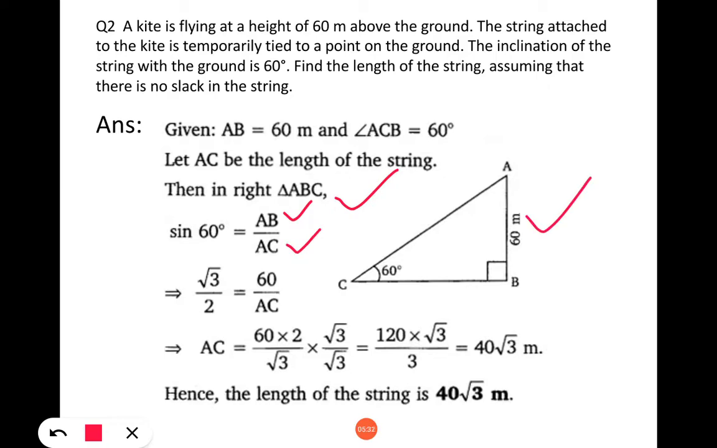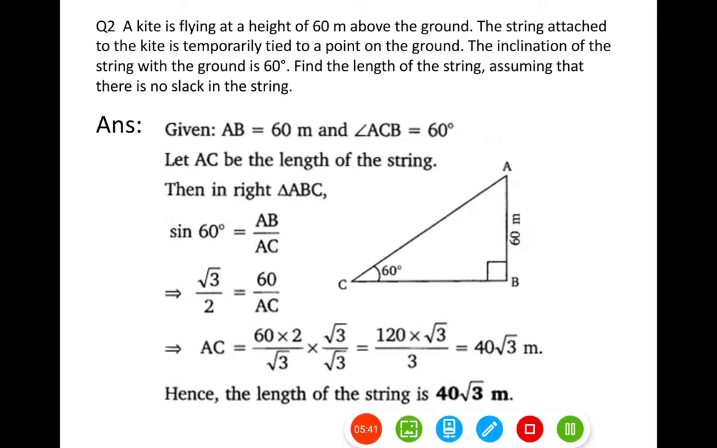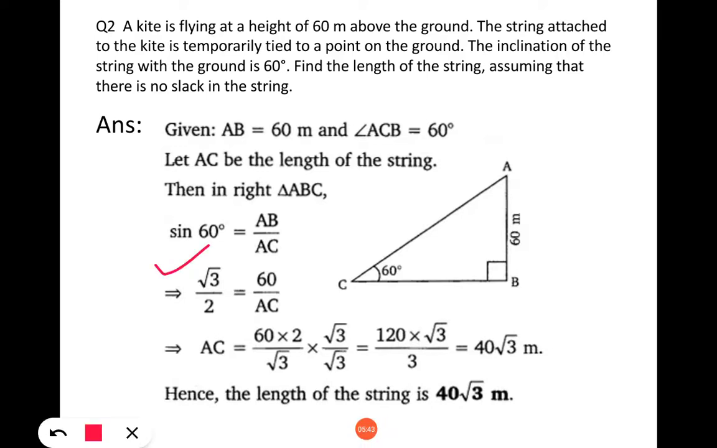AB is the side opposite to the given angle and AC is the hypotenuse. So this is equal to sine 60 degrees. Now sine 60 degrees from the table of trigonometric values is root 3 by 2. AB is 60 meter and AC is unknown.